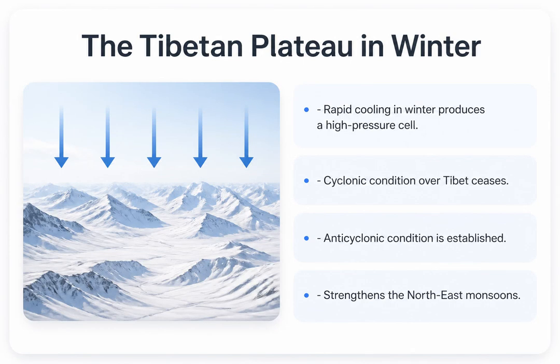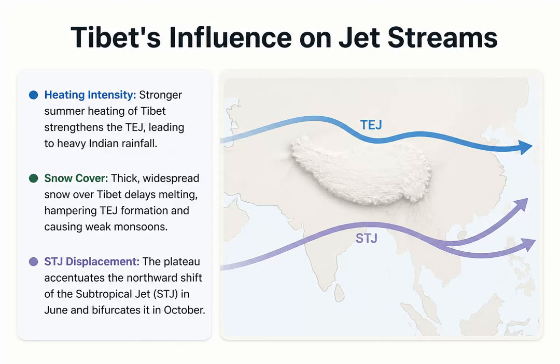When winter arrives, the scenario completely flips. The Tibetan Plateau cools down very rapidly. The rising cyclonic conditions of summer cease, and the cold, dense air begins to sink, establishing a strong anticyclonic high-pressure cell. This massive high-pressure zone pushes air outward and southward, which significantly strengthens the northeast monsoons that blow across India during the winter months.